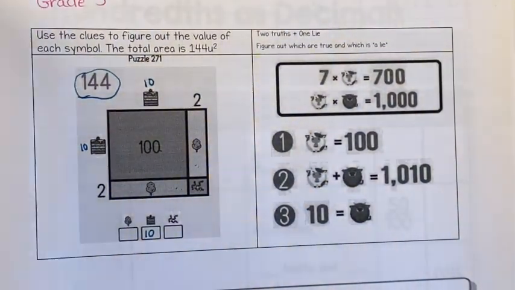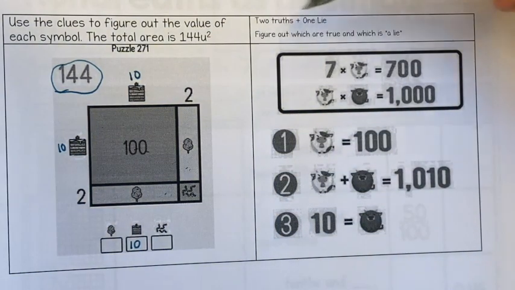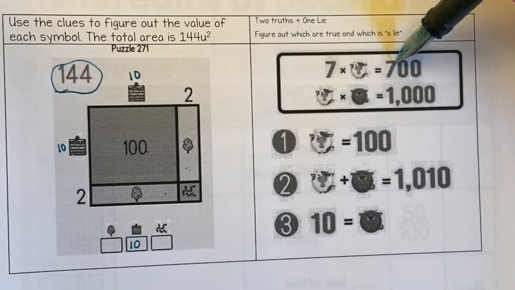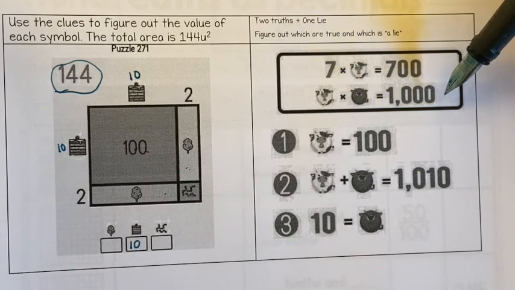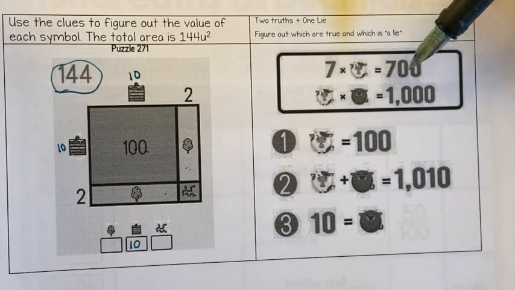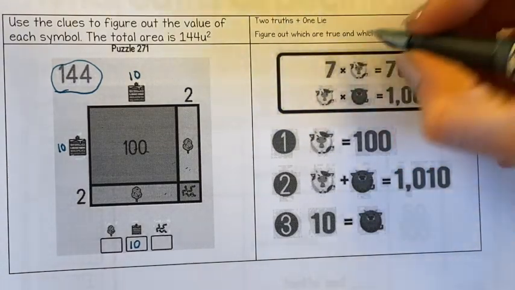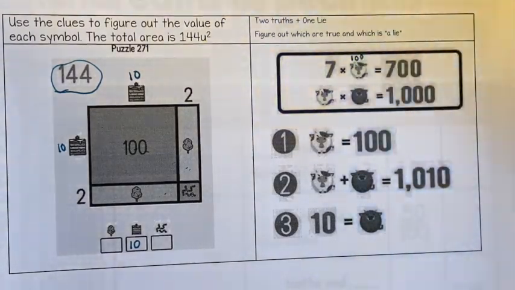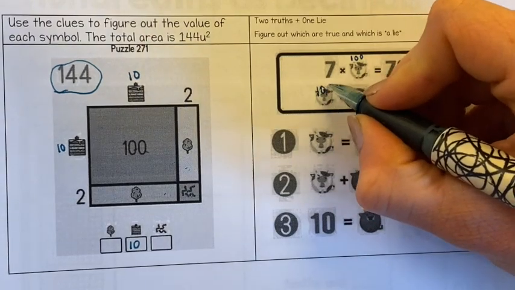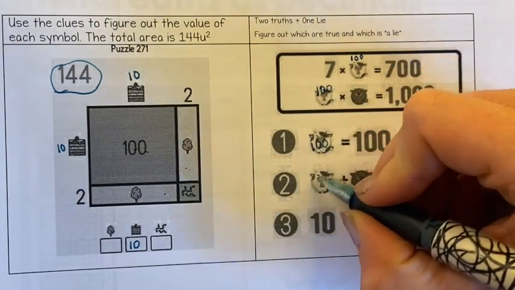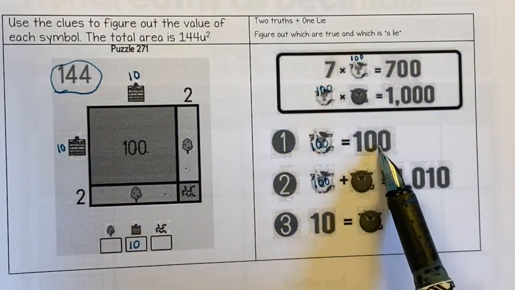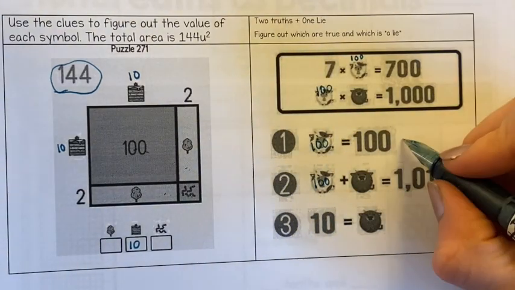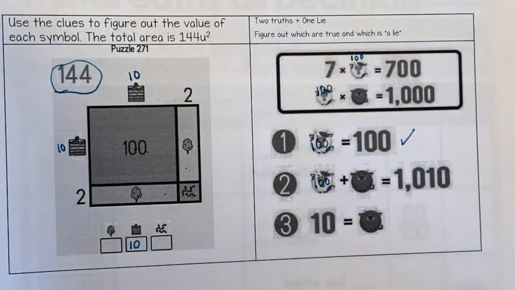Now, this one here, 2 truths and 1 lie. It says figure out which are true and which is a lie. So 7 times cow is 700, and cow times other cow is 1,000. Okay, so something times 7 is 700. Well, 7 times 100 is 700. So all of these cows are 100. These white and brown cows are 100. And again, it even says here, this cow is 100. So now that you've figured that out, we know this one's true. Which other two are false?